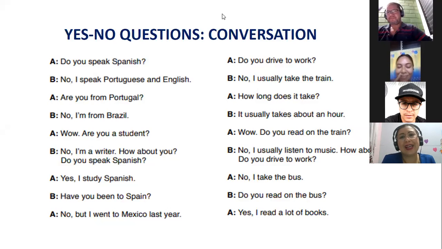Do you drive to work? Voy yo otra vez. Creo que cambian de roles. Sí. Adelante. Do you drive to work? No, I usually take the train. How long does it take? It usually takes about an hour. Wow, do you read on the train? No, I usually listen to music.